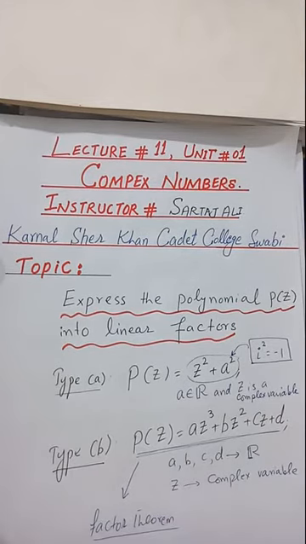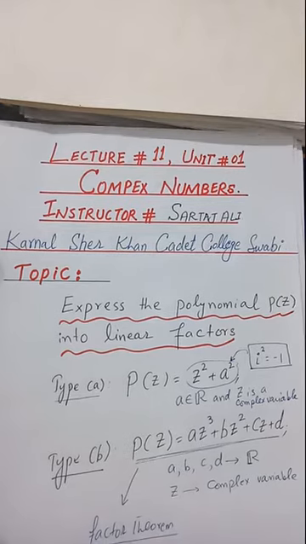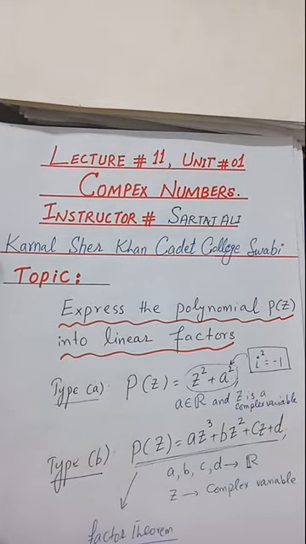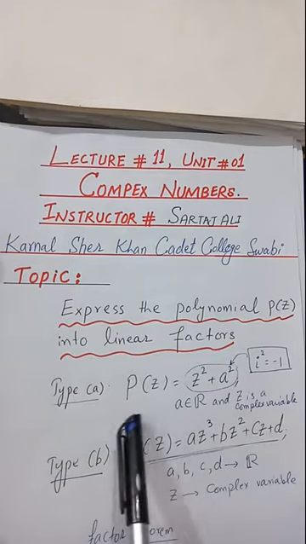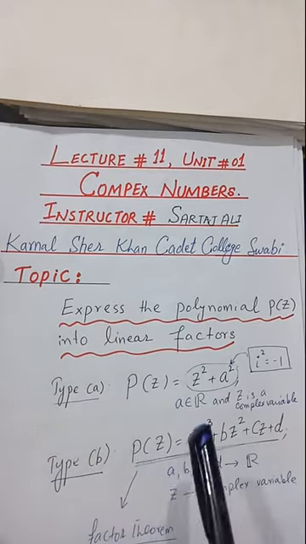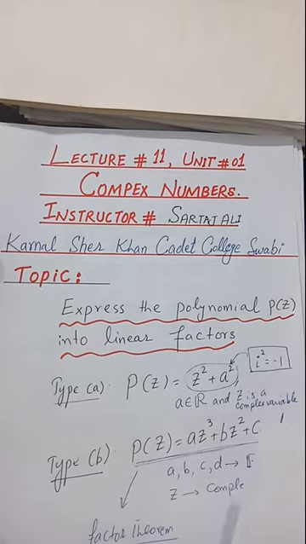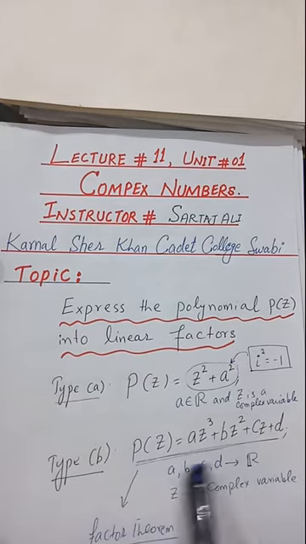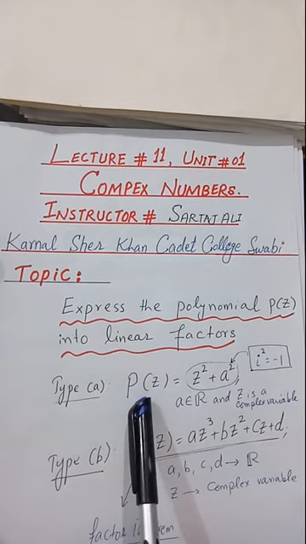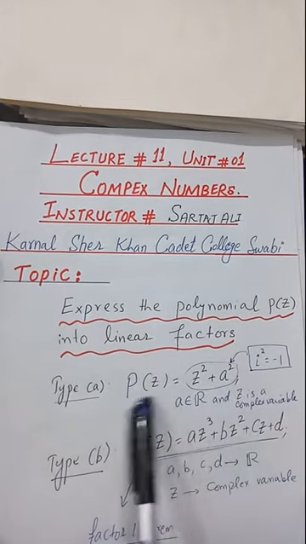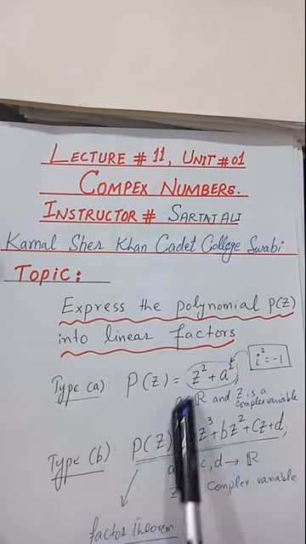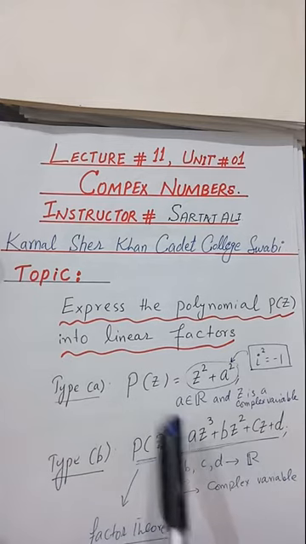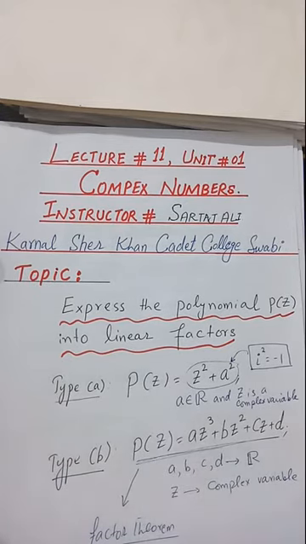So we briefly revise the factor theorem here also. To discuss the method for finding the linear factors of type A polynomial and type B polynomial, first of all, we need to know what is polynomial, what is factor, what is linear factor, and what is a factor theorem, and how we can use that factor theorem to factorize type B polynomial. This is type B polynomial. In exercise 1.3, question number 2, the questions are of type A, meaning you have such type of polynomials, and type B, such type of polynomial. So how can you convert these type of polynomials into linear factors?